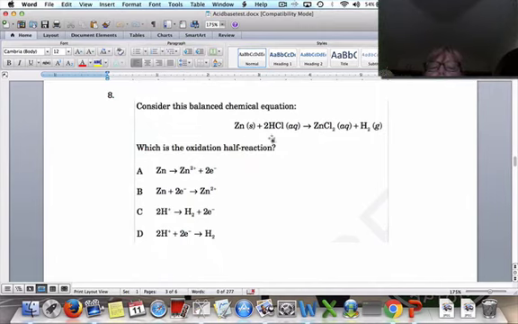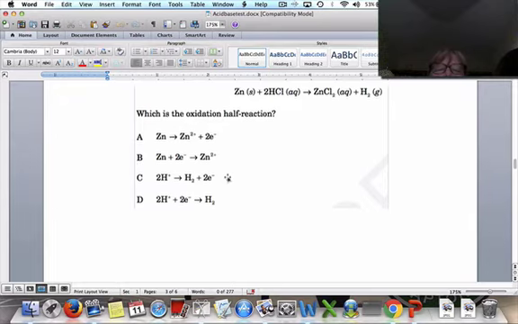All right, the oxidation number here, zinc is by itself at 0. Over here, zinc is +2. Zinc goes from 0 to +2. It has lost electrons. That is oxidation. And so we're going to look at A as our correct answer. This is our oxidation half reaction. The zinc goes to zinc +2 because it lost 2 electrons.